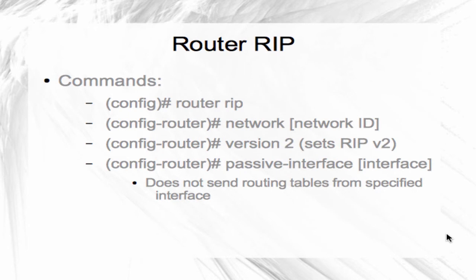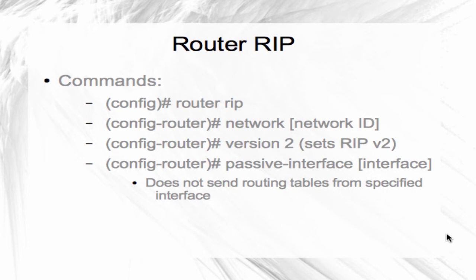Now to set up router RIP is actually fairly easy. From global config, all you do is type in router RIP, and then it'll bring you into config router. Now you're in the area in the router where you can set up the routing protocol. All you do is type in network, and then the network ID of the network you wish to use for router RIP. If you need to use version 2, all you do is type in version 2, and it'll enable version 2.